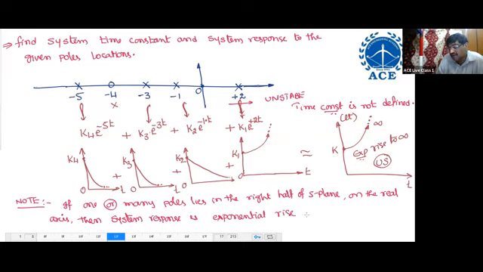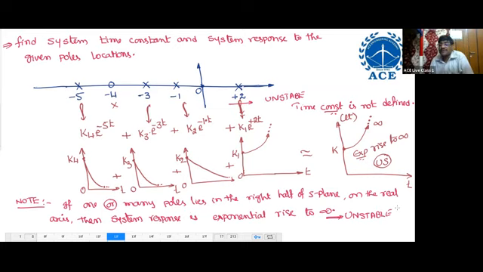Exponential rise to infinity. System unstable. That's all. So if one or many poles lie in the right of the S plane, the system becomes unstable. Okay? That right side pole gives the unbounded response.